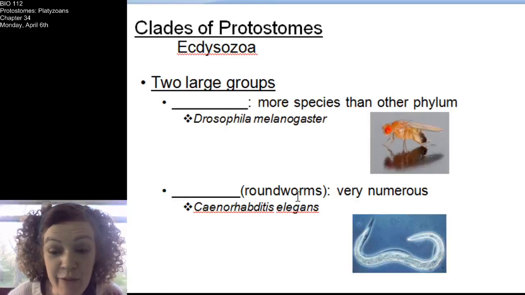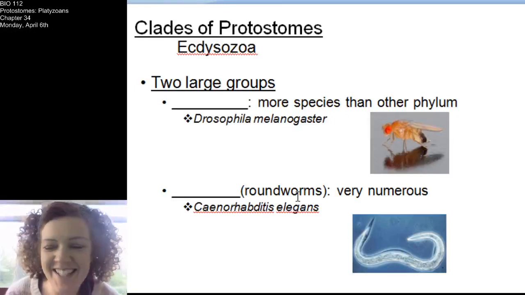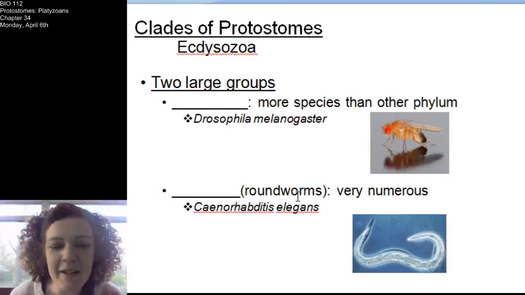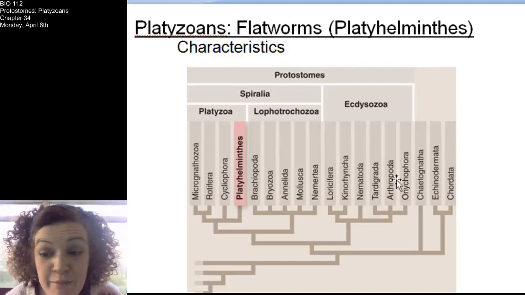But these guys are everywhere. Okay. And what group is that? What phylum is that? Nematodes. That's right. It's the nematodes. Okay. They're nematodes. So those are the two big groups in the Ecdysozoa, but you do have more.